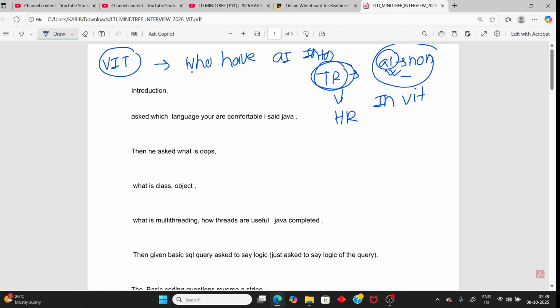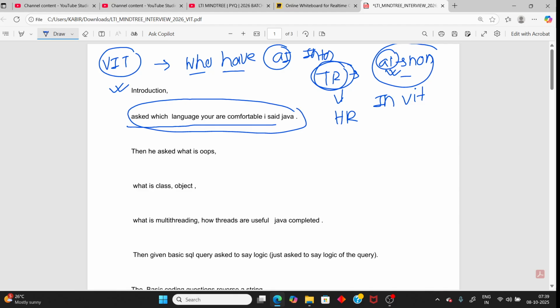And this is for the people who have given the AI interview. I'll share the interview questions. First question, as usual, introduction. Then they asked which language you are comfortable with. He said Java. If you say C++, they will ask questions from C++. If you say Python, they'll ask from your coding language. Then he asked what is OOPS, class, object. OOPS is one of the most important.